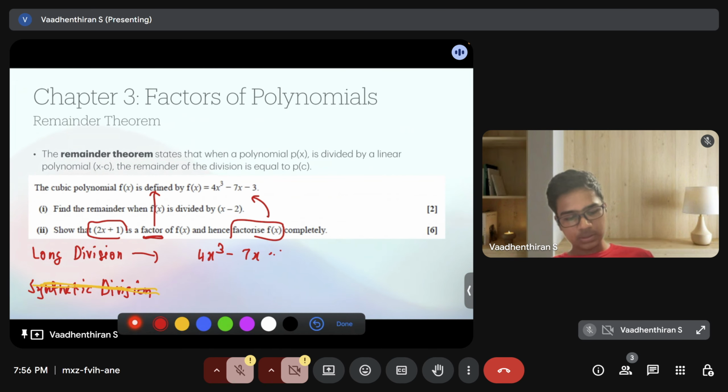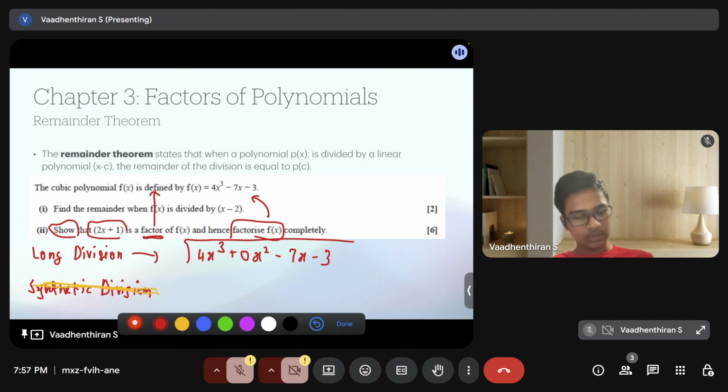So this, and you add a 0x squared. You need to know that it's the 0x squared term, because they didn't give you the x squared term, but it's implied that it is a 0. And then you just copy the same, and then you divide it by 2x plus 1. From the first part, you should have shown that 2x plus 1 is a factor.